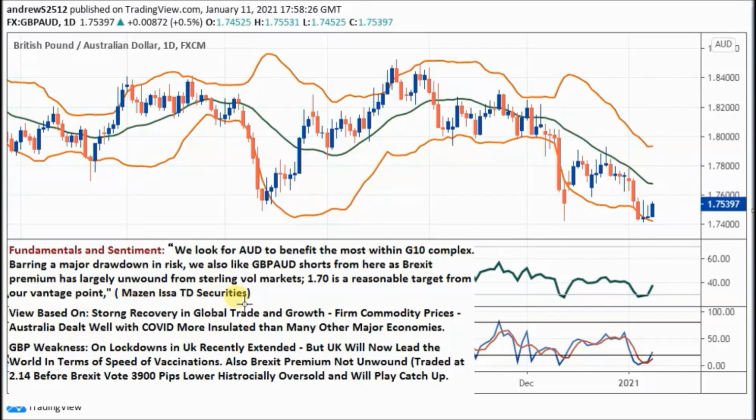Now, what's this view based on, or why is the market so bullish of the Aussie? And the Aussie's pretty strong across the board. Basically the view is based on a strong recovery in global trade and growth to pre-pandemic levels in the coming months. That's largely discounted in the price. You've got firm commodity prices. That's been underpinning the Aussie.